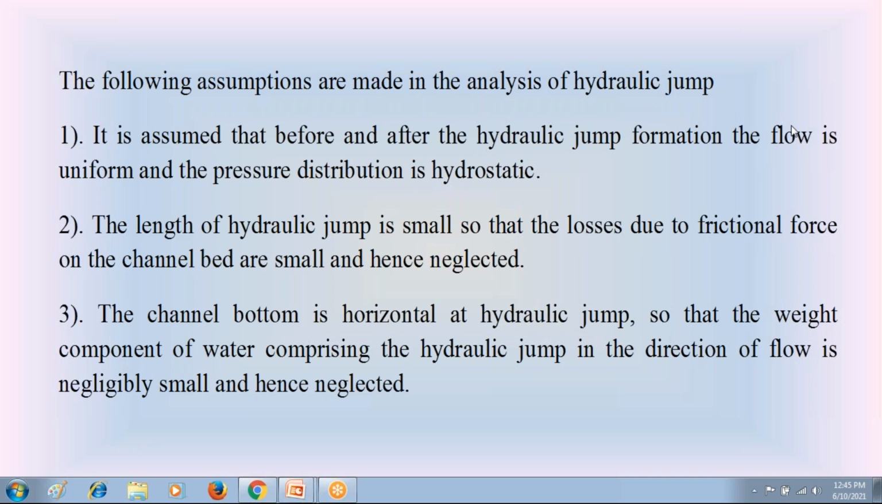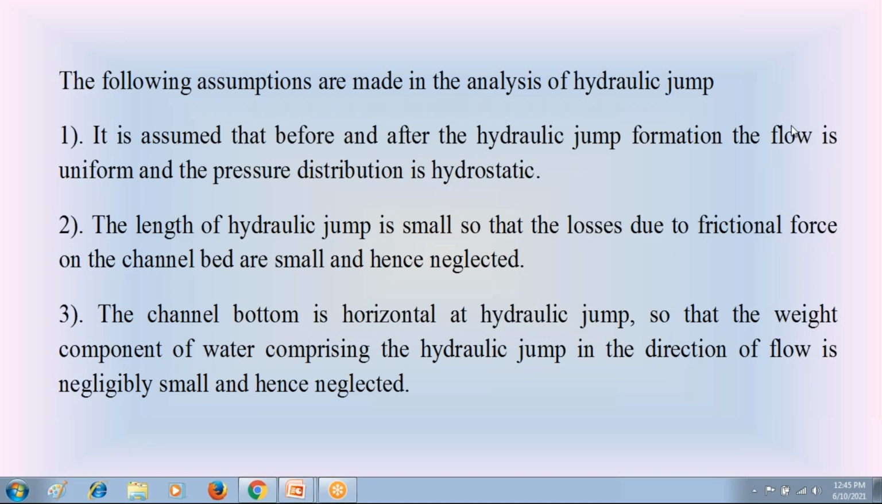When the water flow is uniform, you can consider hydrostatic pressure distribution in that uniform flow condition. That is the first assumption. So in that first assumption, we assume before the hydraulic jump and after the hydraulic jump. After the hydraulic jump, the flow is in subcritical condition, almost laminar. In that subcritical condition also, we assume the flow is uniform and the pressure distribution is hydrostatic. That is the first assumption.